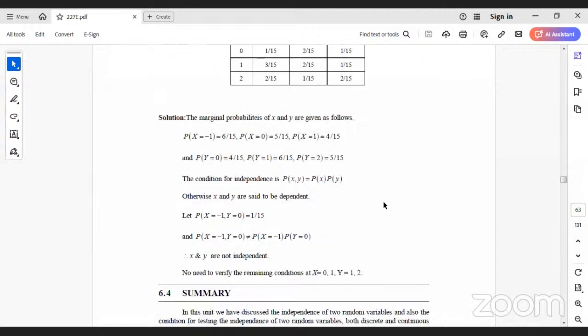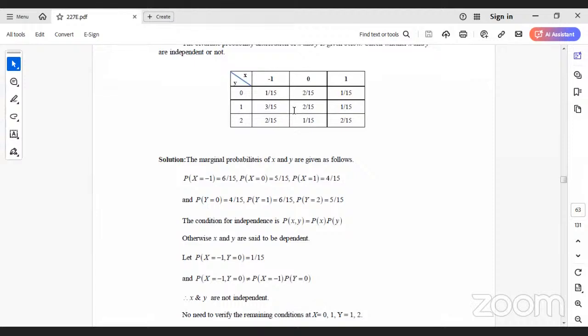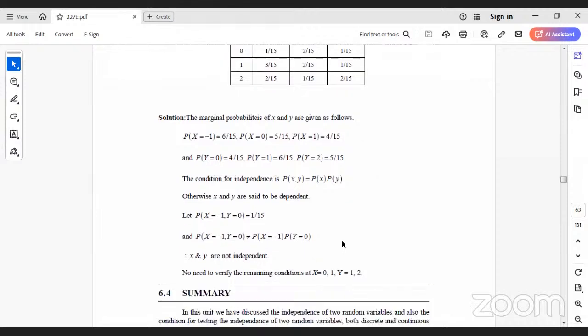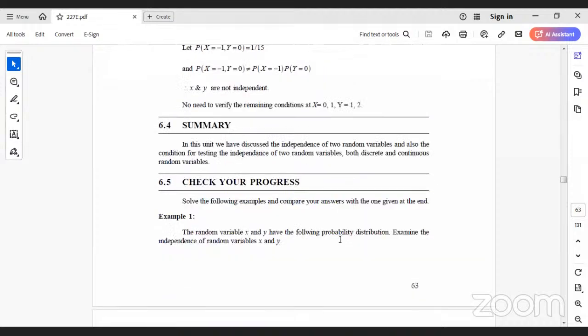So the condition of independence is P(x, y) = P(x) P(y), otherwise x and y are not independent. P(x = -1, y = 0) is 1/15, but P(x = -1) times P(y = 0), when we multiply, does not give the same value. So both values are not the same, therefore x and y are not independent. Even if one condition is not satisfied, there is no need to verify the remaining conditions for 0, 1 and 2.